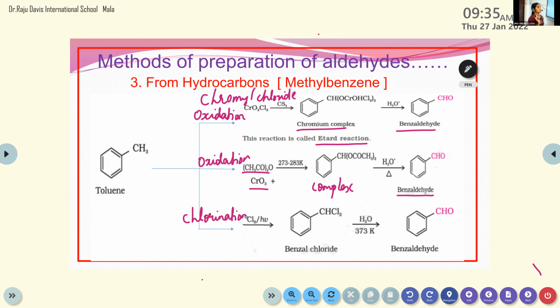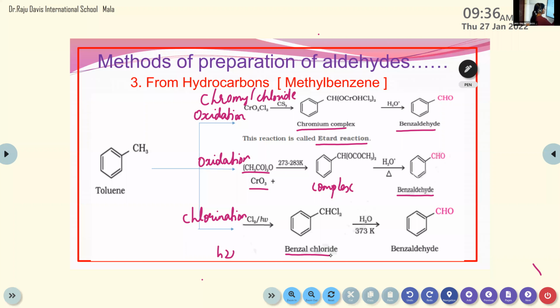Whenever you see chlorine as a reagent, the reaction will take place only in the presence of light. Direct addition of chlorine to the molecule will take place only in the presence of light. So to indicate the presence of light, we write h nu on the arrow. Clear? So here the reagent is chlorine and it takes place in the presence of light. That's why h nu is there. And the first product formed is benzal chloride.